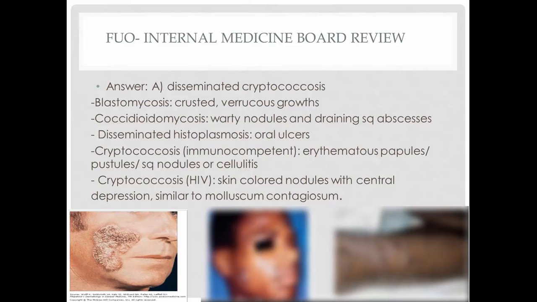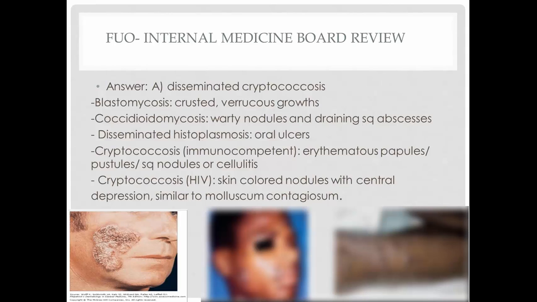Now, crypto can present differently in immunocompetent and immunocompromised people, and that's the point I'm trying to make here. In the immunocompetent, it looks more like erythematous papules. Sometimes you can have some cellulitis or sub-Q nodules and pustules. However, for some reason, in HIV-positive patients, it's more a skin-colored nodule with that central umbilication. I avoided putting molluscum in there so it wouldn't become confusing, but it is similar to molluscum, but the lesions tend to be bigger. But that is characteristic of cryptococcal lesions in an HIV-positive patient, okay?